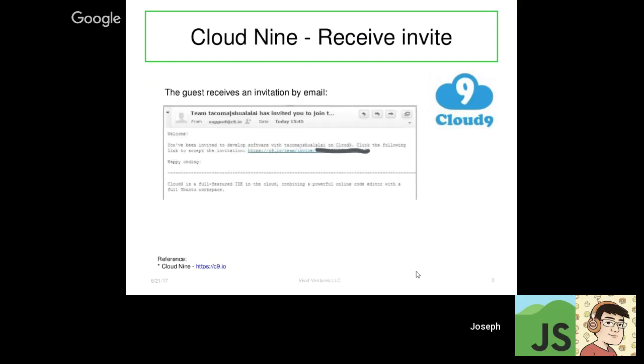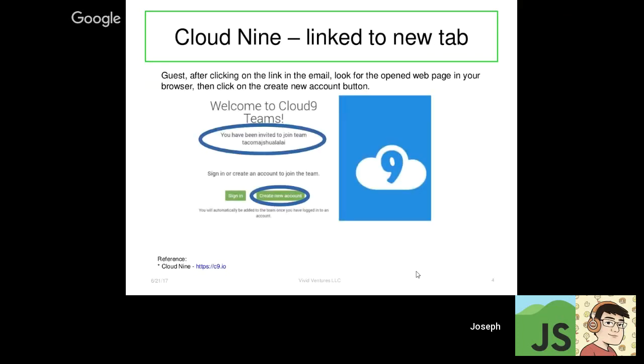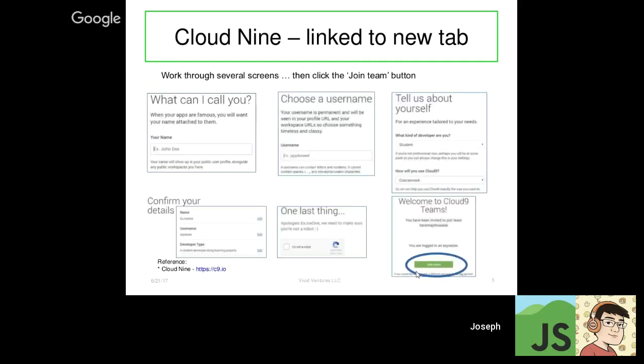And the guest will receive an invitation by email. And when they click on that link, it will take them to another screen that says, "Welcome to Cloud9. You've been invited to join Tacoma JS Hualalai," which I think is a mountain in Hawaii. And then you click on Create New Account. And then there's a bunch of screens that you have to go through.